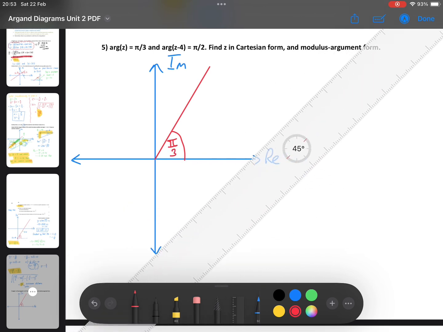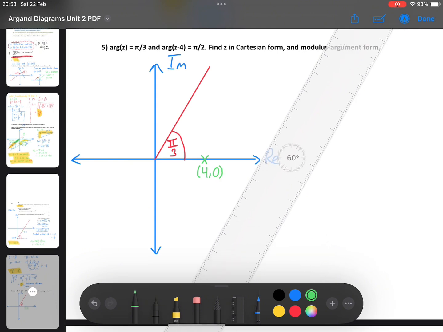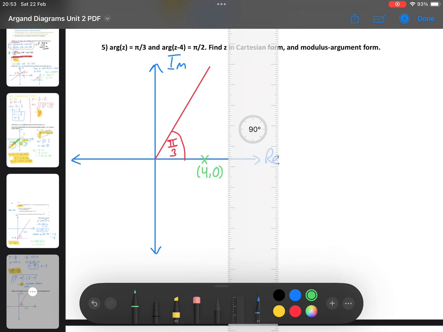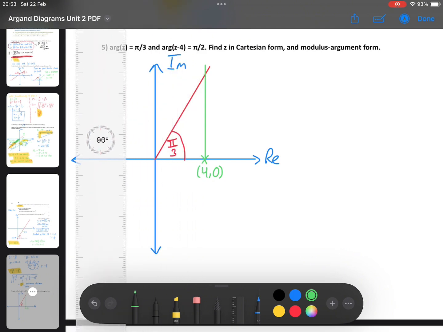And for arg of (z minus 4) equals pi over 2, we're going to be looking at the point (4, 0). And argument pi over 2, that's just 90 degrees. So we're just looking for a line which goes straight up from that point, like that. And what we're looking for, which this diagram only just shows, is the point of intersection between those two half lines, because that's when the two conditions are going to be satisfied at the same time.